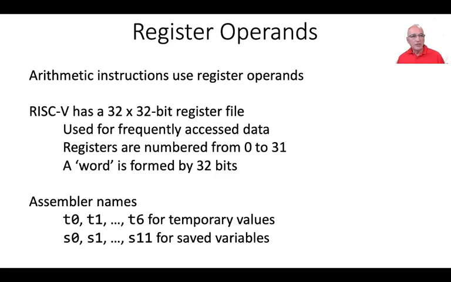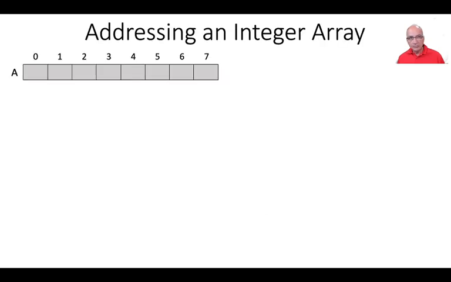In the textbook, the notation used for the registers is from X0 to X31. However, in this course, in all assignments and in all labs, we're going to use their assembler names instead of using the notation X0 to X31.